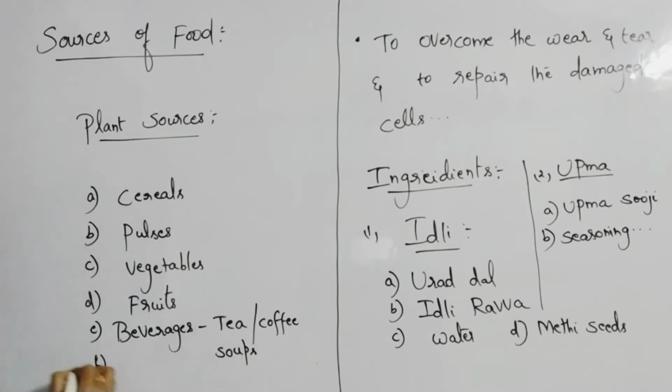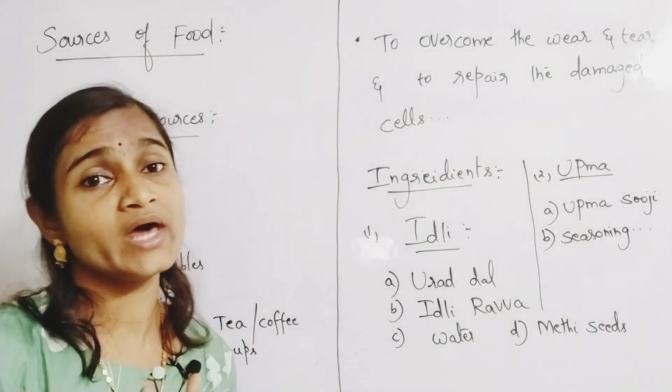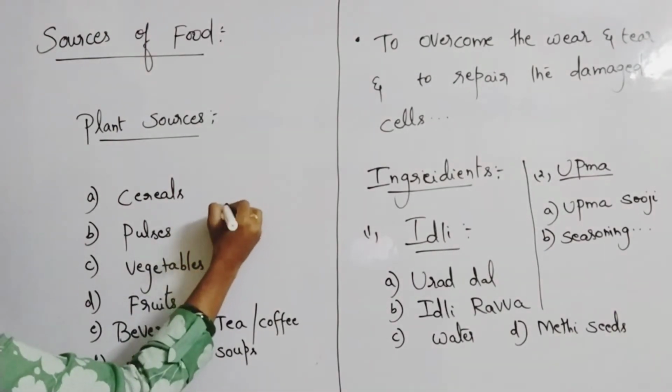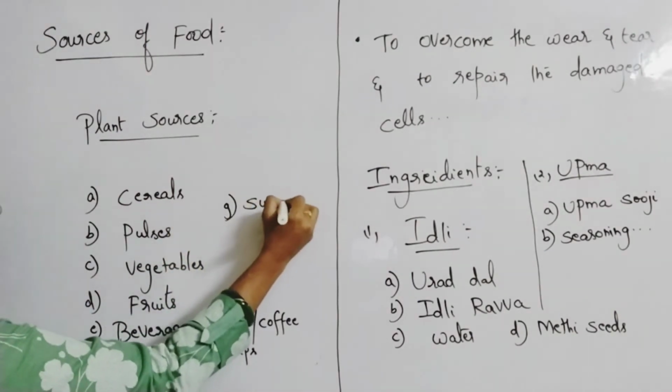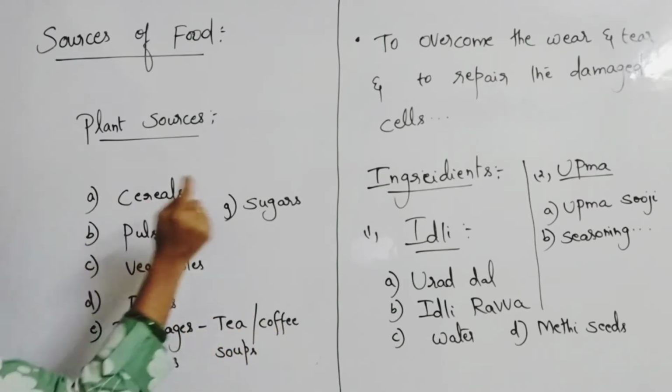And then we also use certain other plant sources like spices. You know spices. We use spices to enhance the taste of our food items, right? And we also use sugars. So these all come under plant sources: cereals, pulses, vegetables, fruits, beverages like tea, coffee, soups, and spices and sugars.